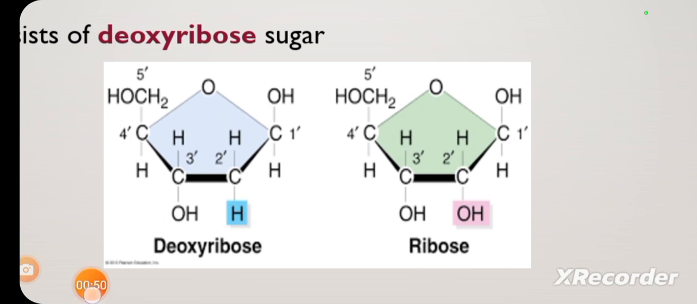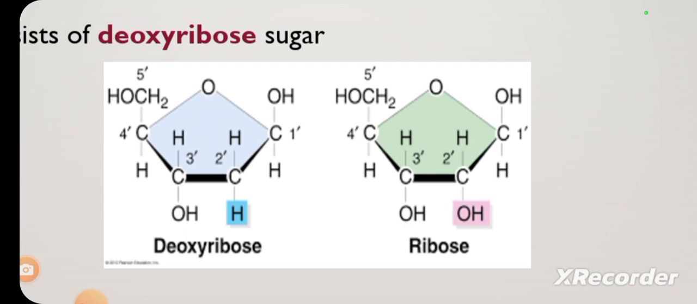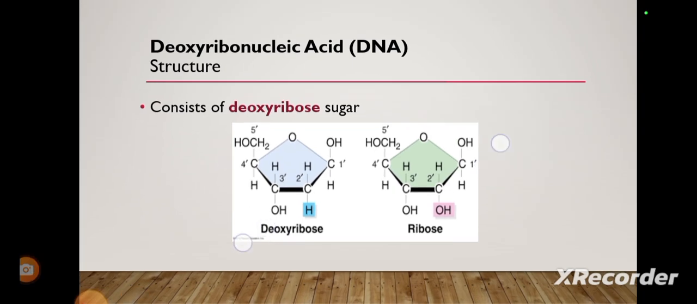You can see in the structure of ribose sugar, on the second carbon atom a hydroxyl group is attached. But in case of deoxyribose sugar, a hydrogen atom is attached to the second carbon atom. So it means that deoxyribose sugar is formed when ribose sugar loses one oxygen atom. That is why it is named deoxyribose sugar. Got it?